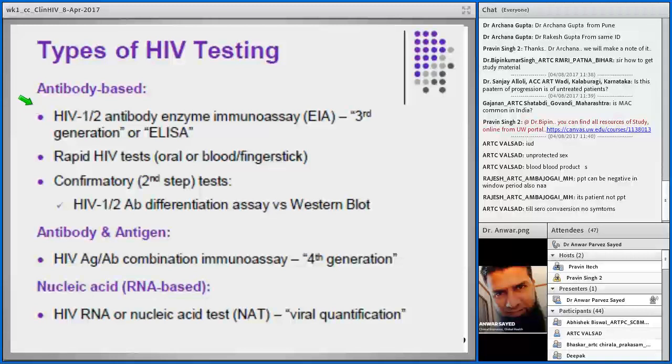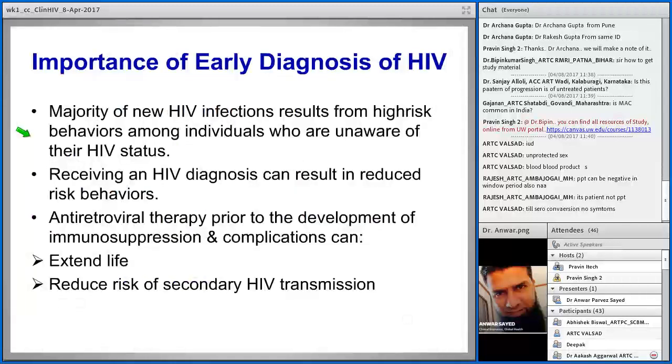So the testing which is available to us, I'll come back to this type of testing also in the next few slides, but basically we have antibody based test, antigen based test, and also we have RNA based, that is nucleic acid based test. So I'll come back to this very shortly.